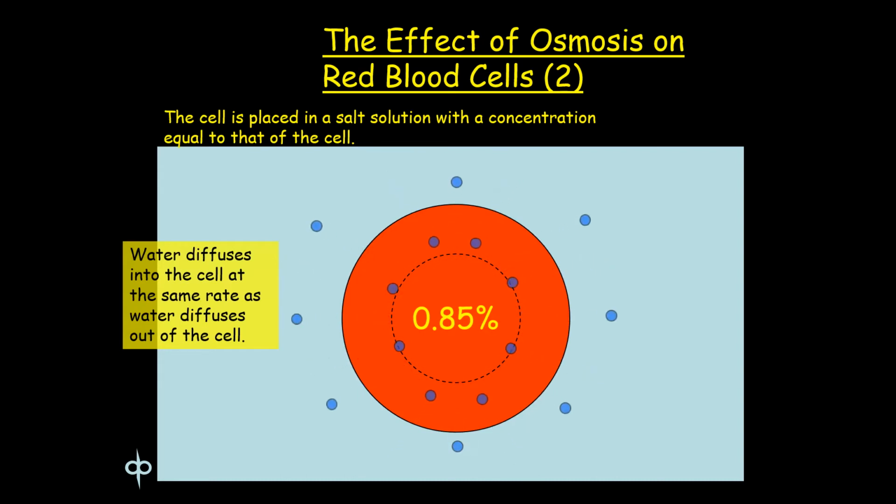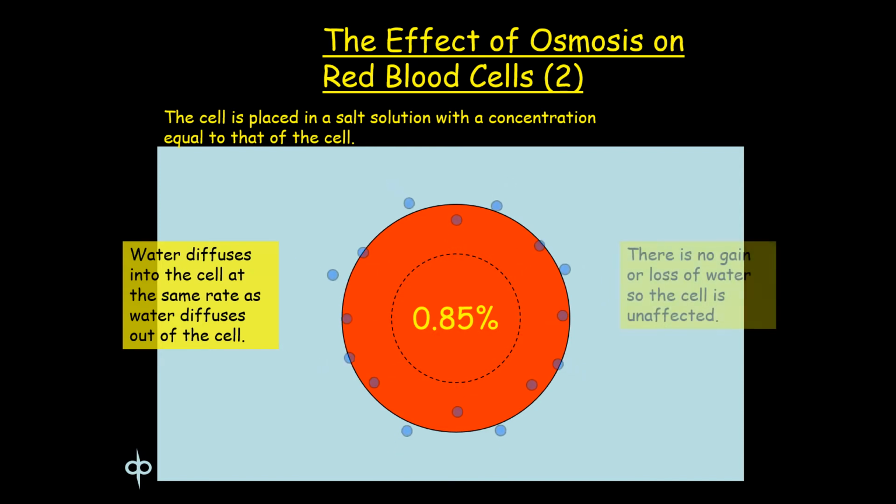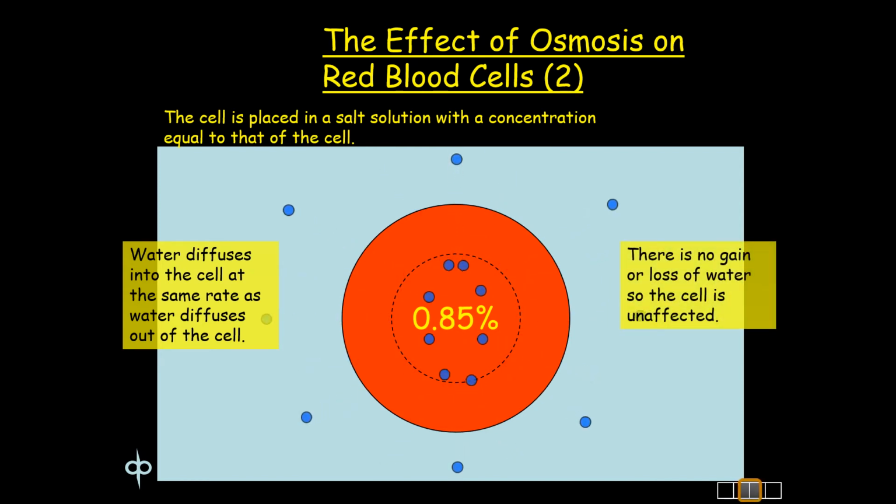So this is showing you again that if you place a cell, the red blood cell, in a salt solution with a concentration equal to that of the cell, the water will diffuse into the cell at the same rate as the water diffuses out of the cell. So there will be no net movement of water, and therefore the red blood cell will stay the same shape. No net gain or movement of water, so the cell is left unaffected.